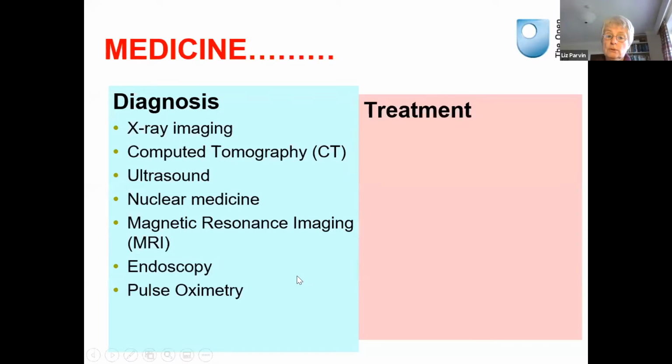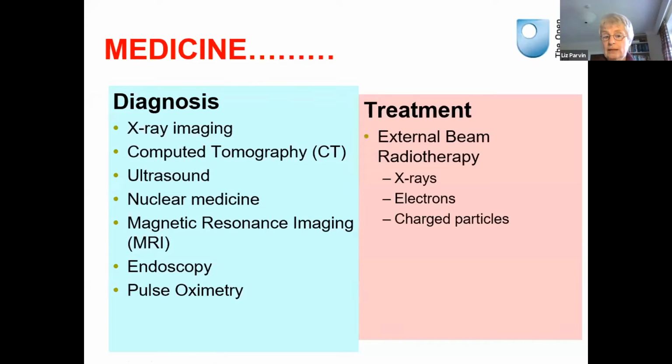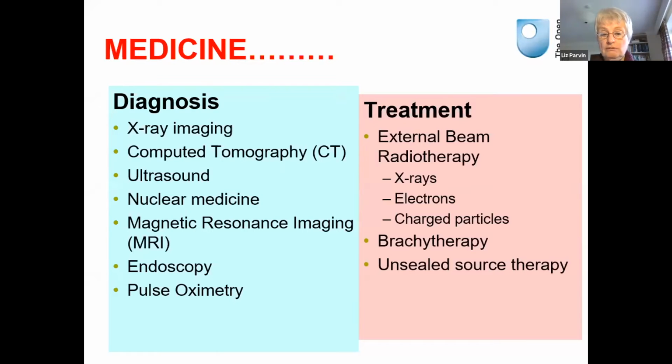And then we look at treatment. Well, having decided what's wrong with the patient, we want to be able to help to treat them. And the major way that physics comes in there is radiotherapy. And we can do external beam radiotherapy. We can use X-rays, electrons, charged particles. And then we can do what we call brachytherapy. I'll explain a little bit more later, which involves actually using radioactive sources near the tumor or in the tumor. And we can do something called unsealed source radiotherapy. So there is a lot of physics there and a lot of need for really good physicists to do things.